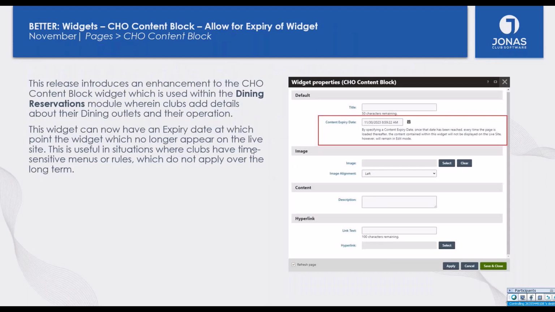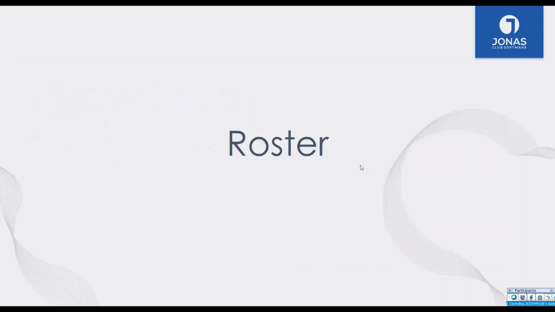Okay, so we have also added a new enhancement for the CHO content block, which is in the dining reservations module, where clubs add details about their dining outlets and the operations. This widget can now have an expiry date, at which point the widget will no longer appear on the live site. This is useful in situations where there are some temporary menus or rules in place which do not apply over the long term.